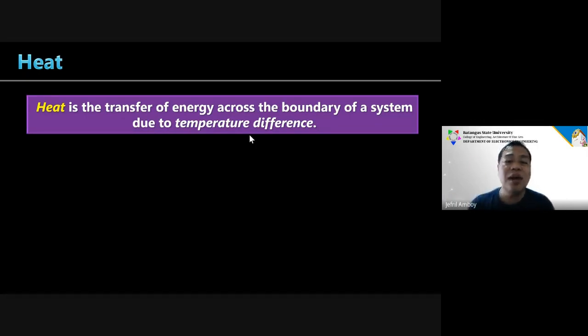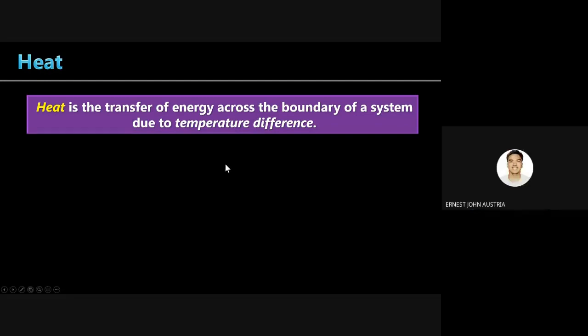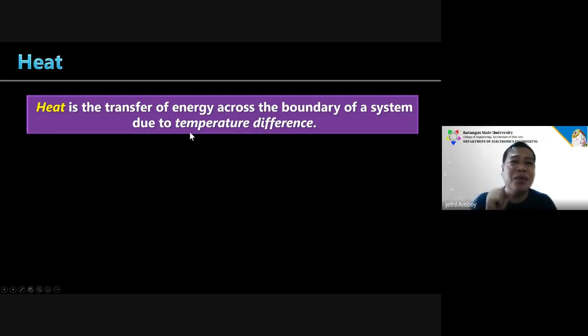And how is the energy being transferred? From the system to the surroundings, or from the surroundings to the system. That doesn't depend on the system or on the surroundings, but it depends on the temperature. Okay? Which one is hotter and which one is colder? Naiintindihan po ba? So it's always transferred from the object at a higher temperature to the system at a lower temperature. Naiintindihan po ba yan? Yes po. So tandaan na, the only requirement is temperature difference.